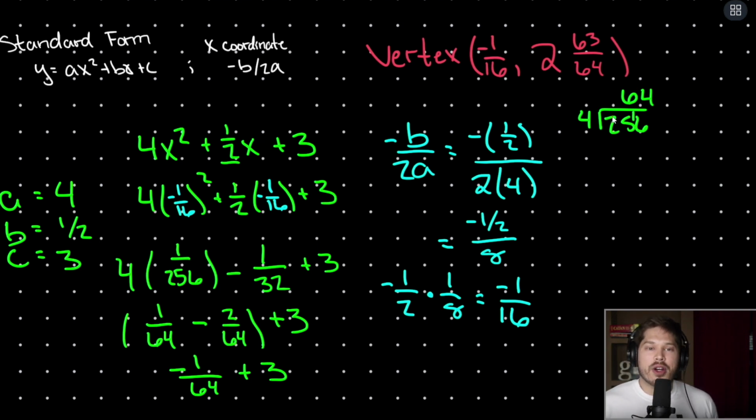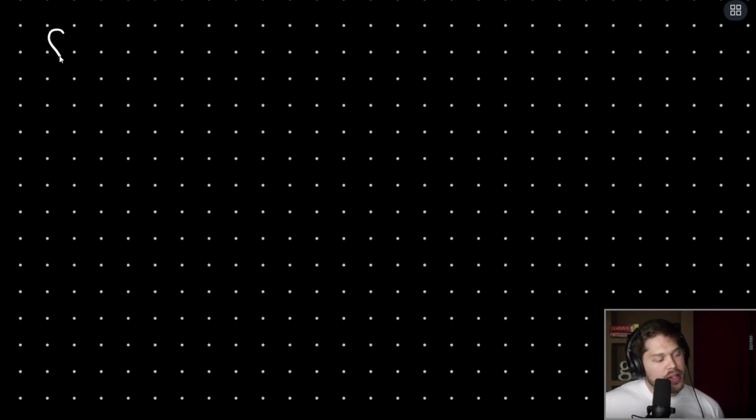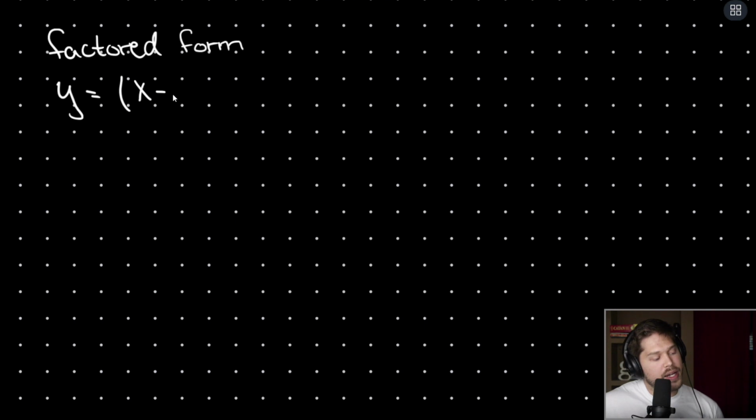This one was a bit of a harder one, but if your teacher throws in fractions, you need to know how to work with them. Great job. Moving forward, let's talk about what if we're given equations in factored form. Again, factored form is whenever you're given your parabola in an equation that looks something like this: some x minus a times some x minus b.